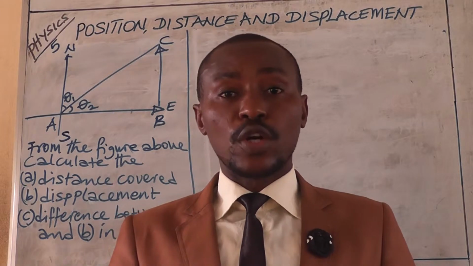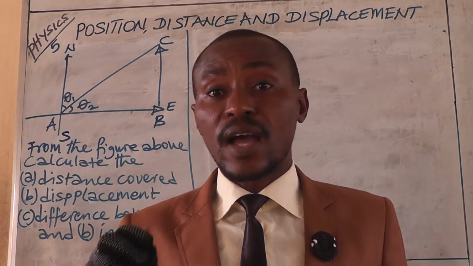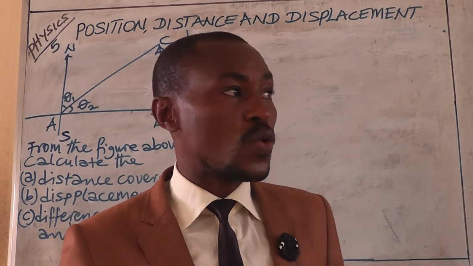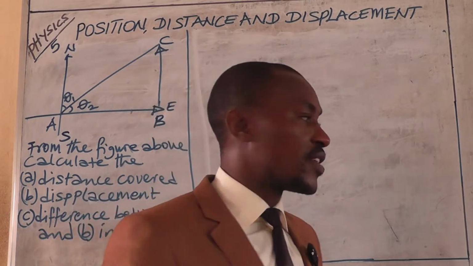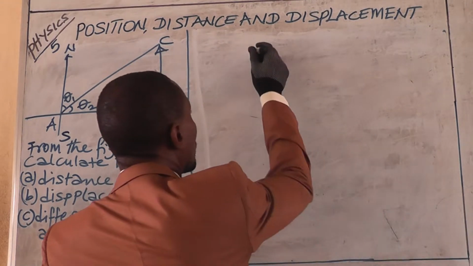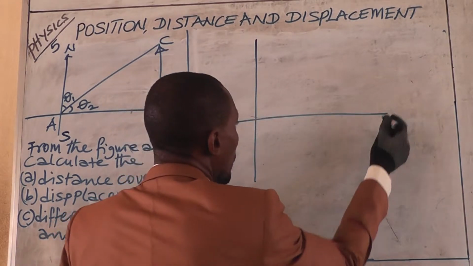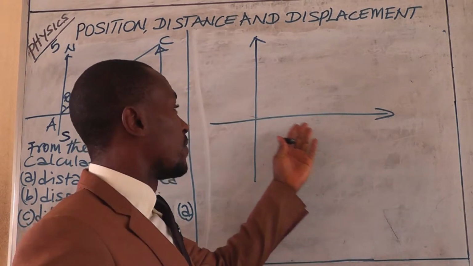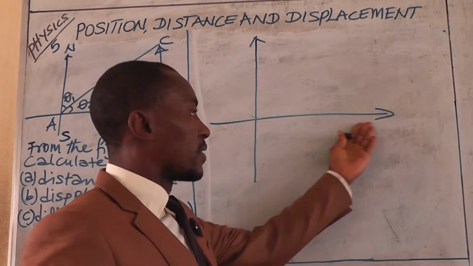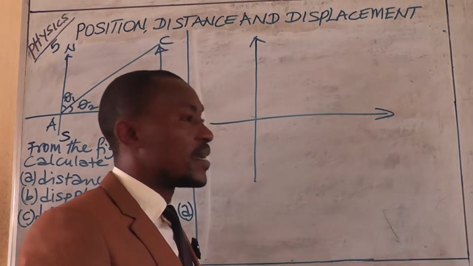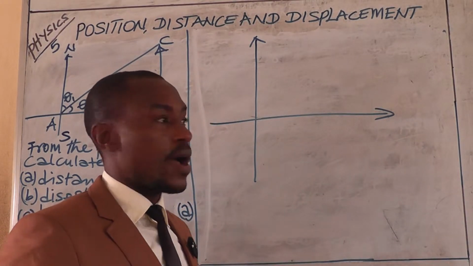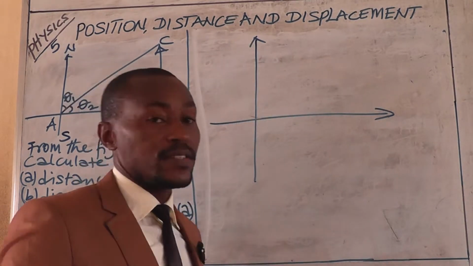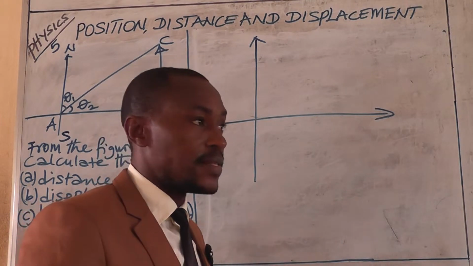Position is the location of a point using rectangular coordinates. The location of a point using rectangular coordinate is position. For example, if we have two lines crossing each other, the values you have on the x-axis, the general x-axis, you call it abscissa. Then the values you have on the y-axis, you call them ordinates.